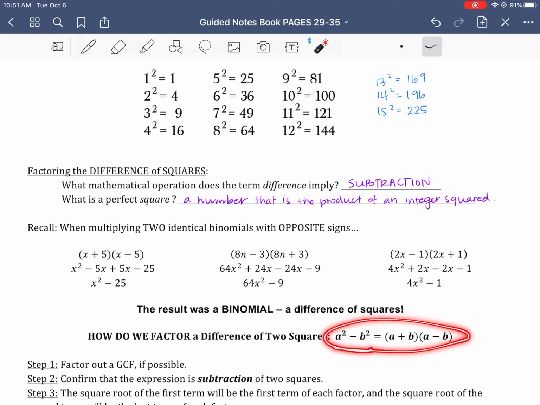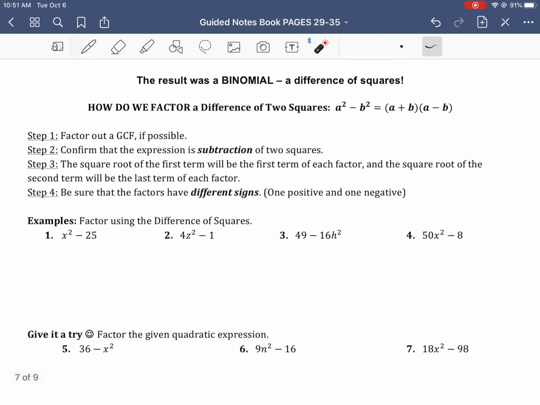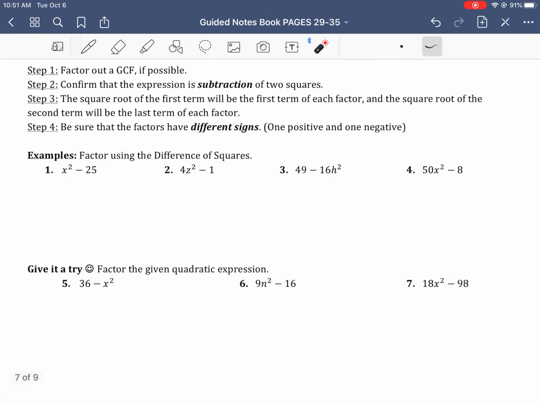So difference of squares, again, the rule is right here. If you notice that they're perfect squares, you just take the square root of the first and it goes at the beginning of each factor. The square root of the second is there at the end. Okay, and here are the steps. Number 1 is always factor out a greatest common factor if you can. Always, always, always, even in identifying perfect squares. Then make sure it's subtraction. You'll notice all the examples 1 through 7 down here are subtraction, so we're good. And step number 3, again, the square root of the first term becomes the first term in each factor, and the square root of the second term is the second term in each factor. And then again, make sure they have different signs, one positive, one negative.